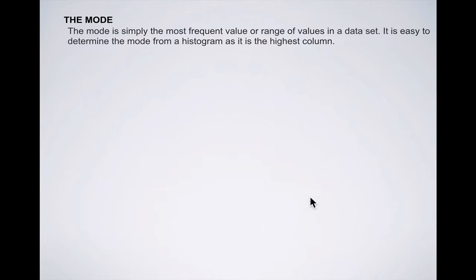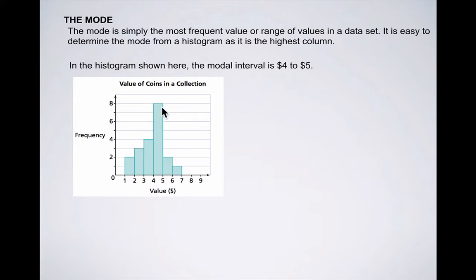Now, the mode is the most frequent value or range of values in a data set, and it is easy to determine the mode from a histogram, as it's always the highest column. So if we take a look at the value of coins in a collection, you can easily see that this would represent the modal interval, which is between $4 and $5.